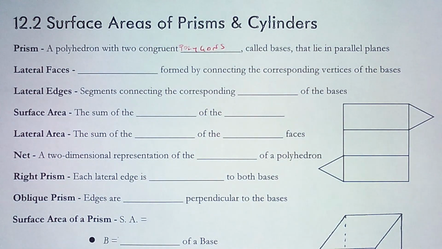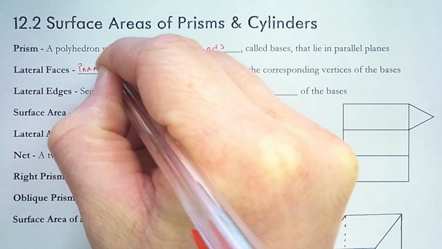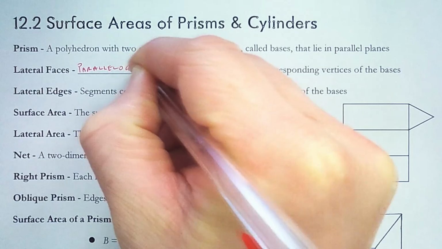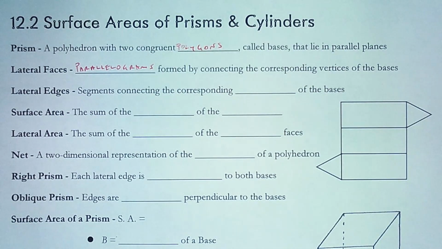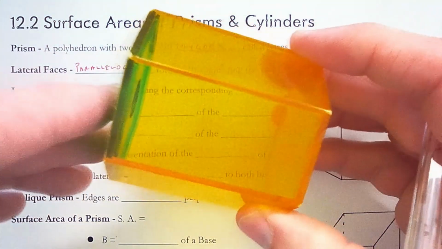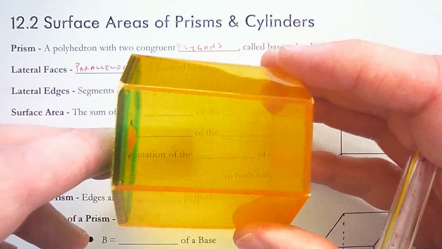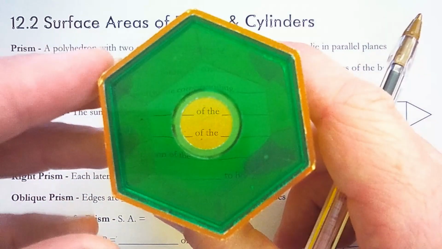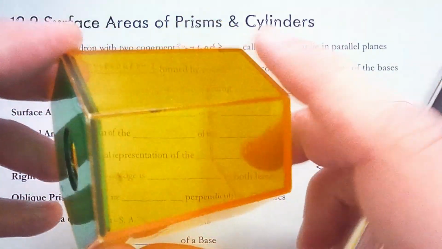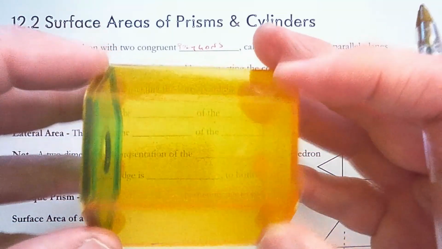Lateral faces are parallelograms formed by connecting the corresponding vertices of the bases. Okay, now in this case, these parallelograms that are the lateral faces happen to be all rectangles. But what we have is a base here and a base here, and those are faces. The rest of these faces are called the lateral faces.